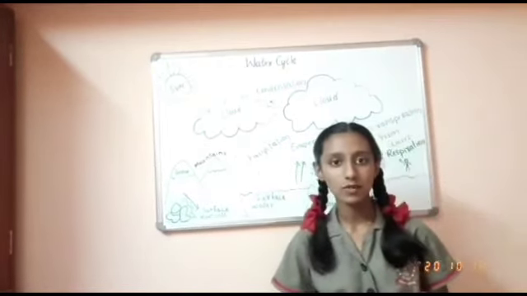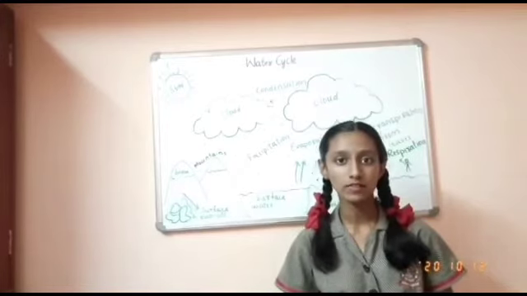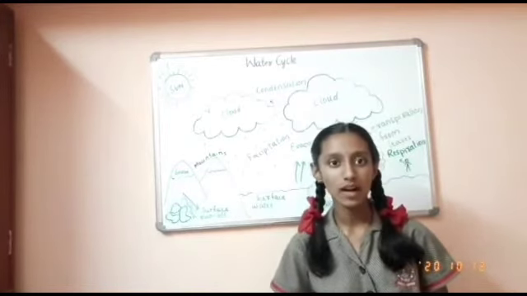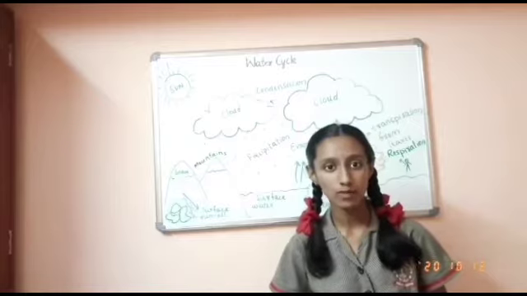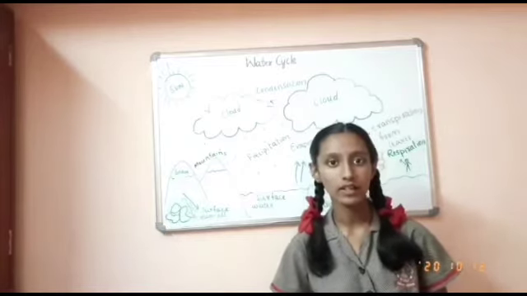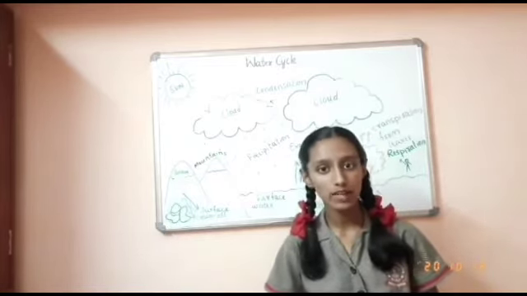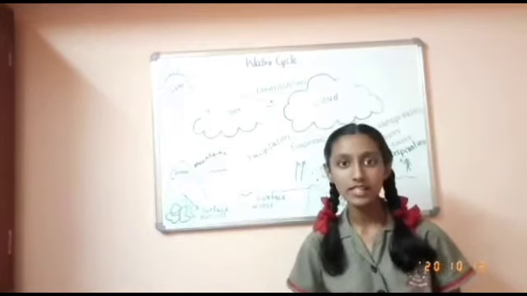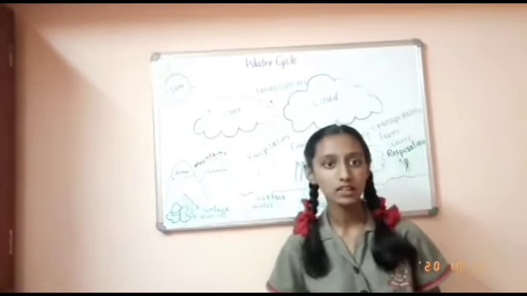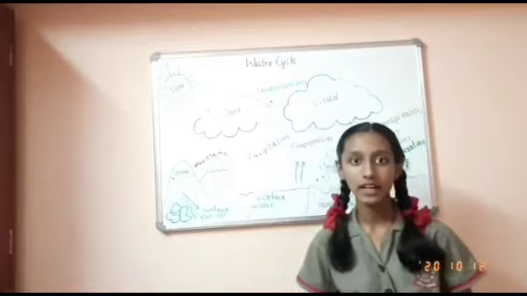Water cycle refers to the circulation of water within the Earth's hydrosphere and atmosphere in different forms, that is, solid, liquid and gaseous form. It is also known as hydrological cycle. It is an endless process. Water cycle doesn't have a starting and ending point.